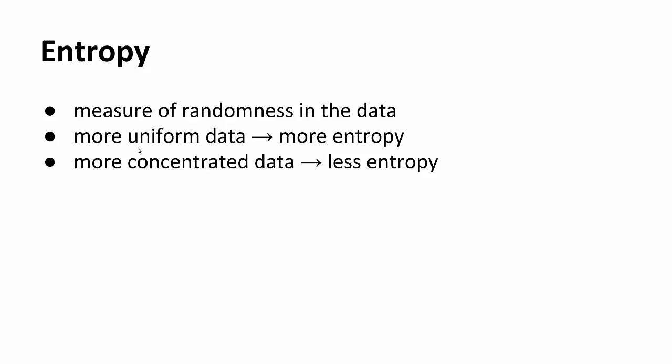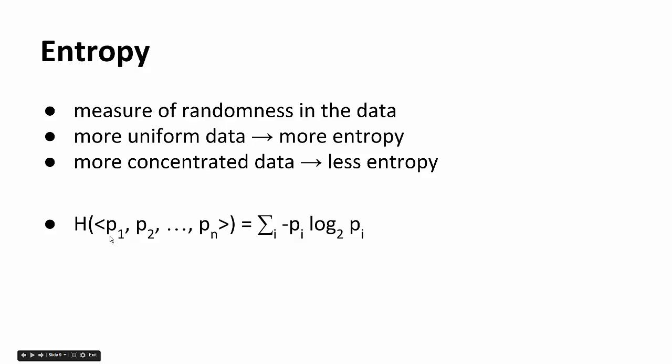Alright, and in order to calculate it specifically, we're going to be using this equation here. We'll do an example, but just to explain this equation very quickly, all these P1, P2, Pn are probabilities. These are the probabilities of the different classifications from our training set. And then the entropy of this training set, which has each of these probabilities for the labels, is just going to be the sum over all i of negative P sub i times log base 2 of P sub i.